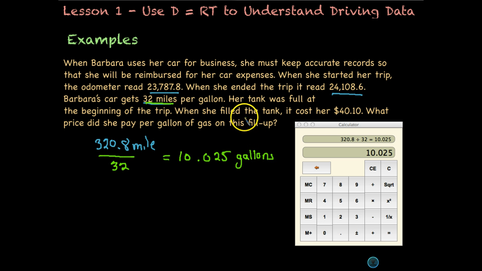Okay, we're almost done. It cost her $40.10. So what price did she pay per gallon of gas on this fill-up? Well, she had to have purchased 10.025 gallons in order to drive that distance. If we take the 40.10, which is what it cost her to fill up, and we divide it by the 10.025, we should be able to figure out how much she paid per gallon. So let's go ahead and do that. 40.10 divided by 10.025. We find that she paid $4 per gallon.